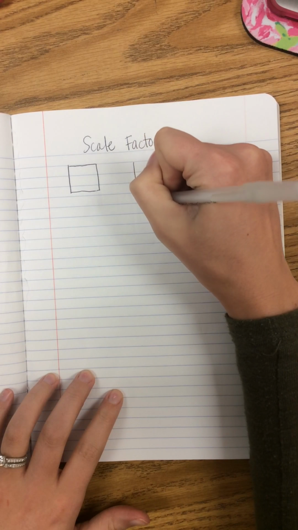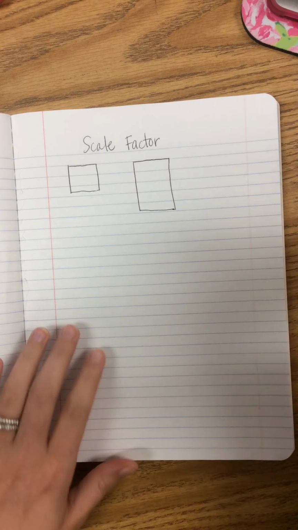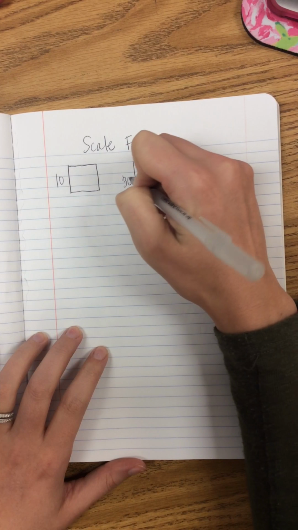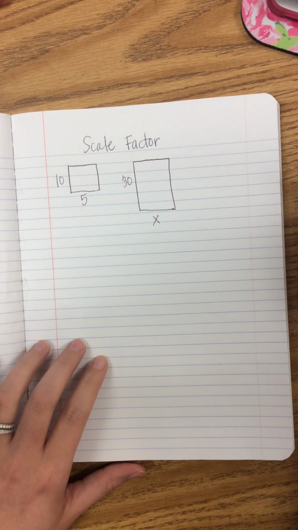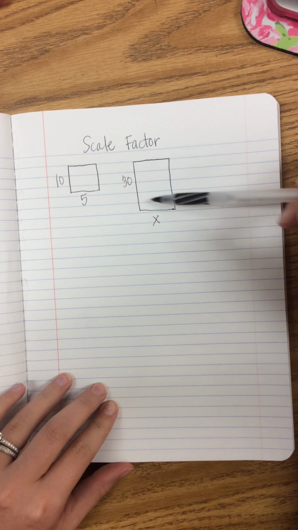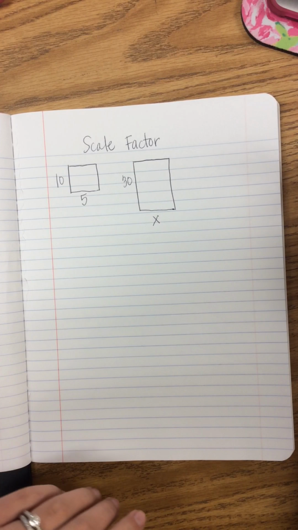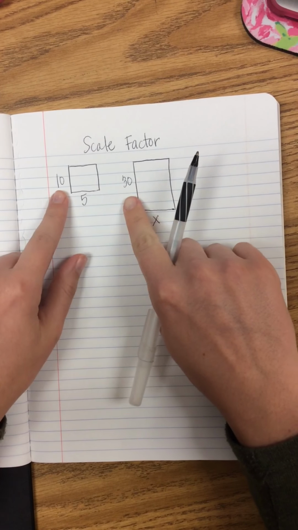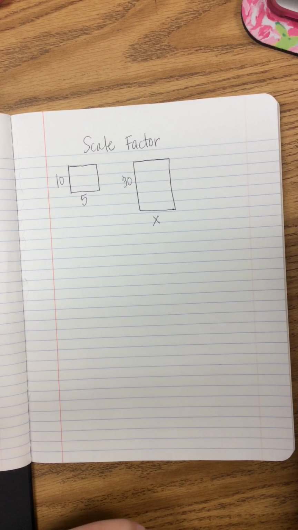a smaller rectangle and a larger rectangle, and let's say this side is 10, this side is 30, this side is 5, and this side is x. I'm sure you can tell that this rectangle is 3 times bigger because 10 times 3 is 30. But if we didn't have such easy numbers, it would be harder to know just by looking at the corresponding sides. So this is how you find scale factors.